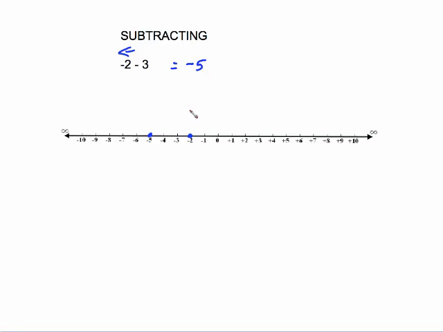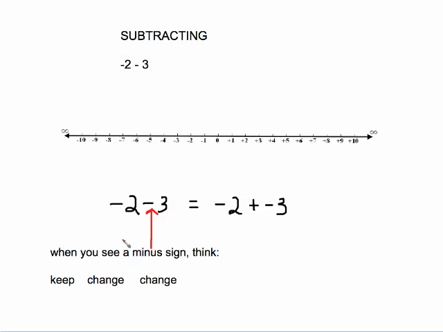Well, another problem very similar to this that would have landed at negative 5 is this. Negative 2 plus negative 3 also gives us negative 5. These two problems are equal to each other because subtracting 3 is the same as adding a negative 3. And that's what we want to do when we see a solitary minus.